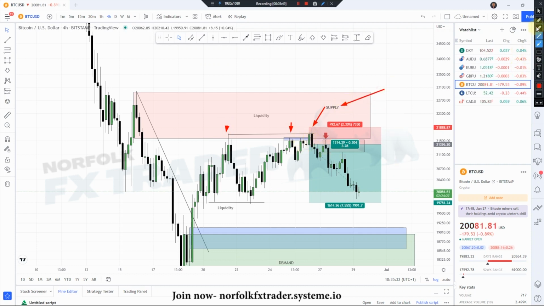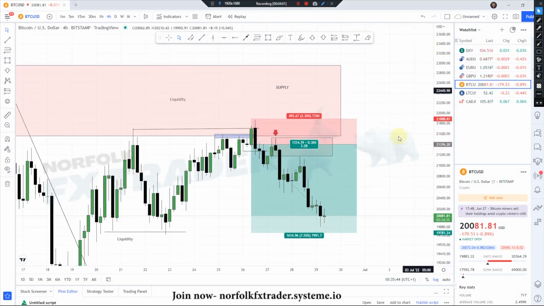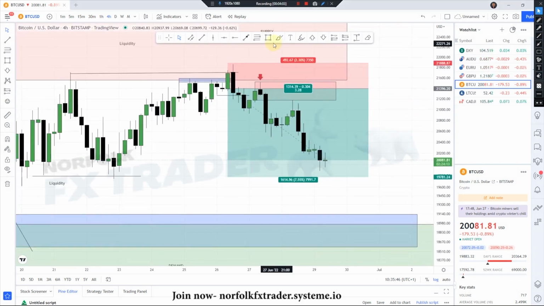So for a change of character, we'll be looking for this low to be broken. So we break out here. At the same time, that's your first break of structure. So on this occasion, we're seeing on this time frame the break of structure and the change of character at the same time. That makes this an area of supply. So this is your area of supply in the market. We're looking for a trade.